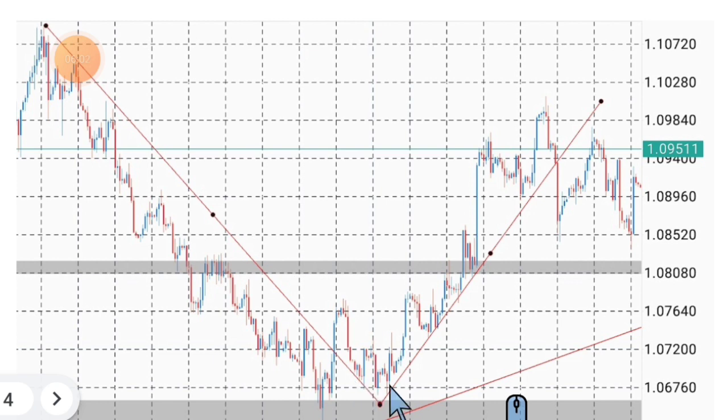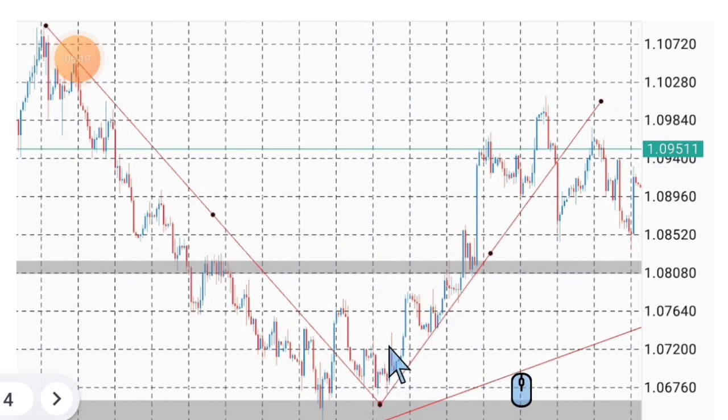Then we had another touch here, and then you can see how price respected this uptrend line, came through, touched it here, 1 2 3. Then we had price moving, price came, broke and retested the trend line. So you can see how price is respecting this trend line.